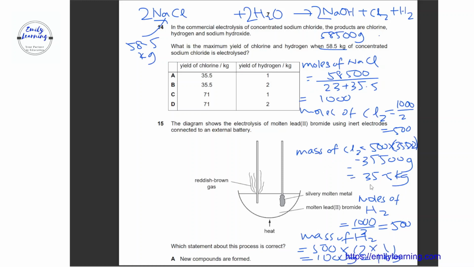So I know that the maximum yield of Cl2 is 35.5 kg and the maximum yield of hydrogen is 1 kg. So the answer for question 14 is A. Alright, now let's move on to the next question.